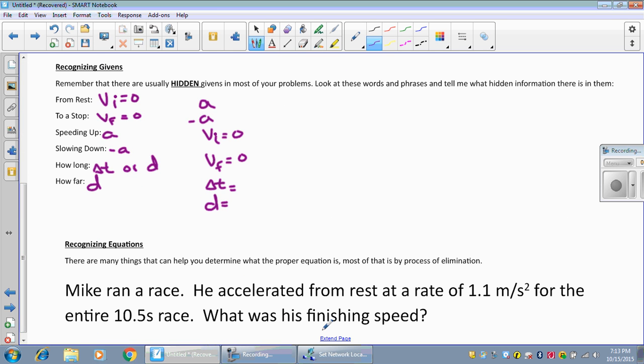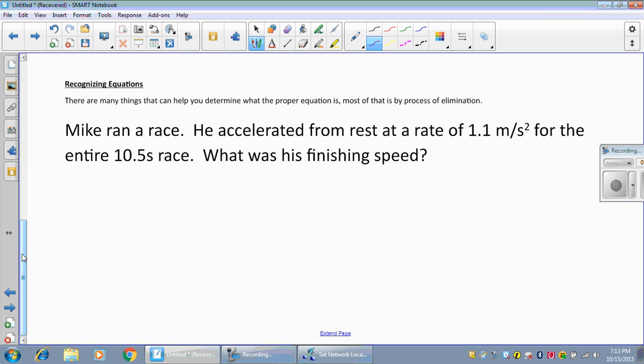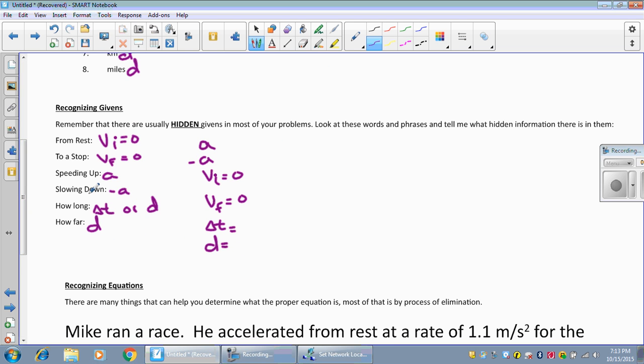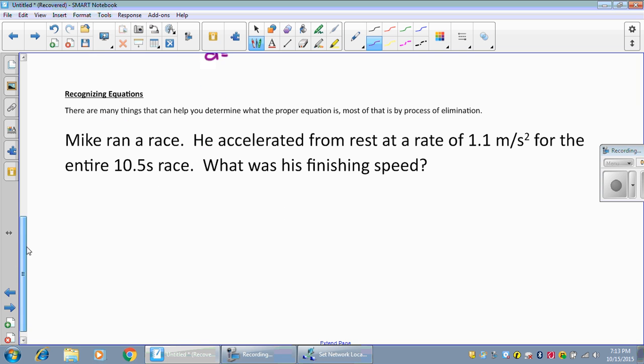Okay, now, you've learned how to read units and symbols, right? If we know the unit, we know the symbol that goes with it. We've learned to imply things. Now, the next thing we're going to do is apply this to a word problem. Okay? Go through, pause it, and underline the things you think are important.